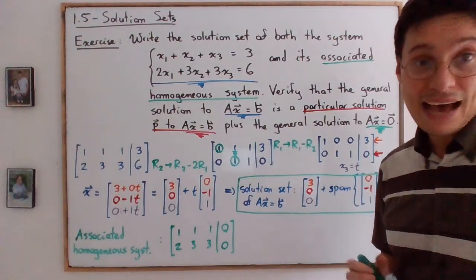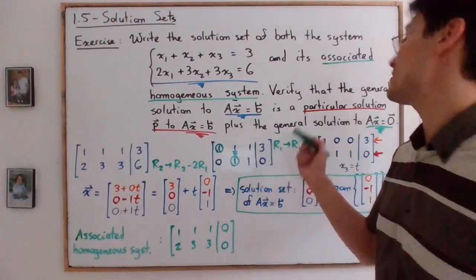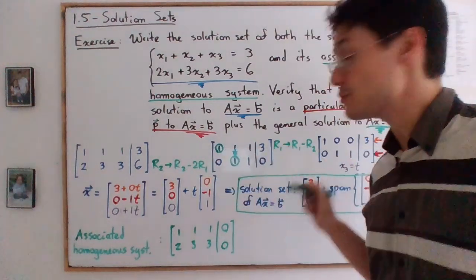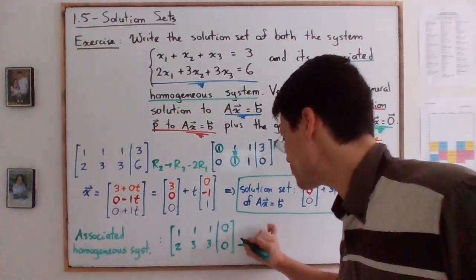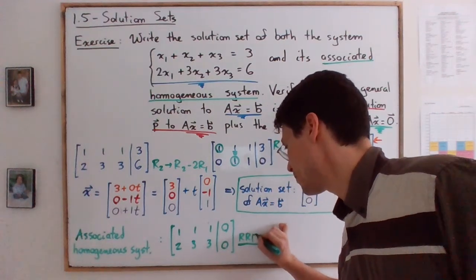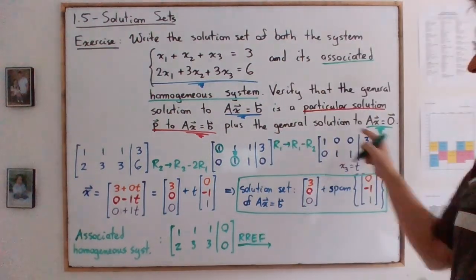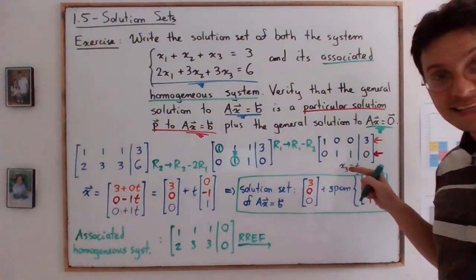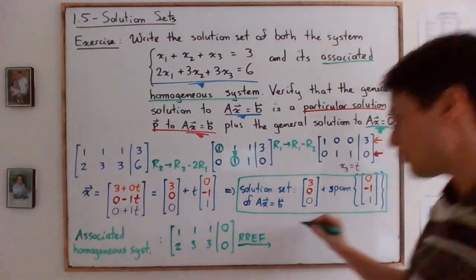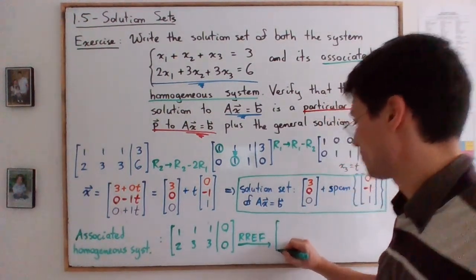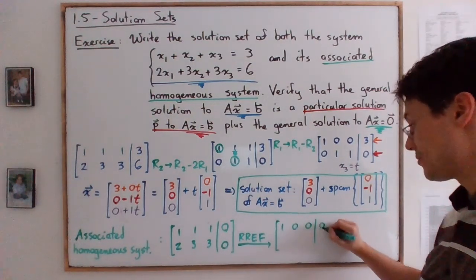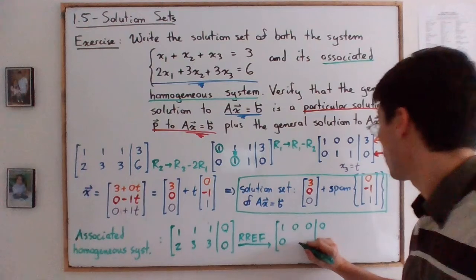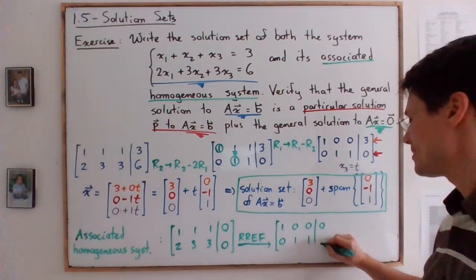Now, what I said in class, but you can actually do it if you don't believe me, you can row reduce in the same way, is that as you go to the reduced row echelon form, you get the exact same coefficient matrix as this, but instead of the 3, 0, you just get 0, 0. Okay, so you get like 1, 0, 0, 0, and then 0, 1, 1, 0.